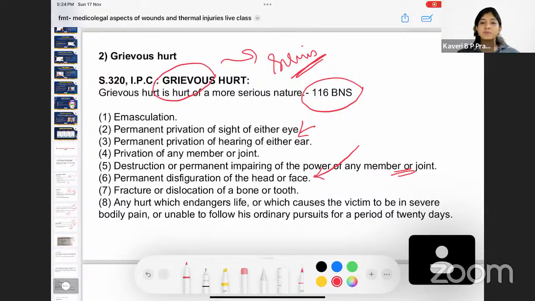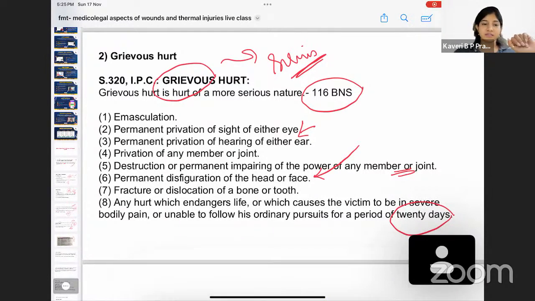Fracture, dislocation of a bone or tooth. And another example is any hurt which endangers the life of a person, or something that could cause severe bodily pain to that person, because of which he'll have to halt his day-to-day activities for 20 days. Then also it is called grievous hurt. So these are the various examples where section 116 of BNS is applied, and all these come under grievous hurt.